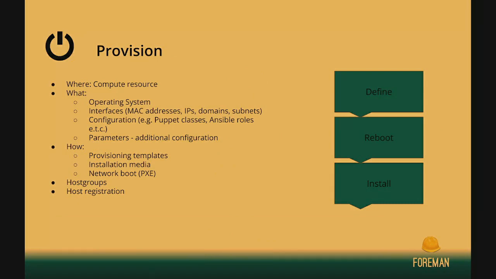So let's start with the first thing, the provisioning. First of all, you have to define three things. You have to define where you want that host to be provisioned. Would it be a bare metal? Would it be a specific AWS instance? Or would it be a new machine that you want to spin on your VMware?